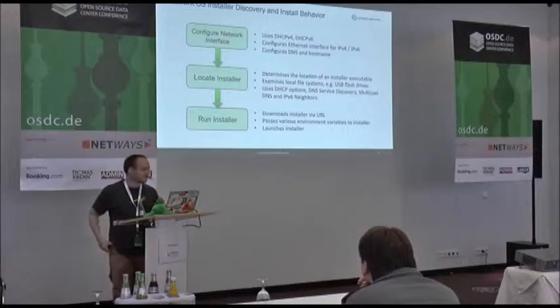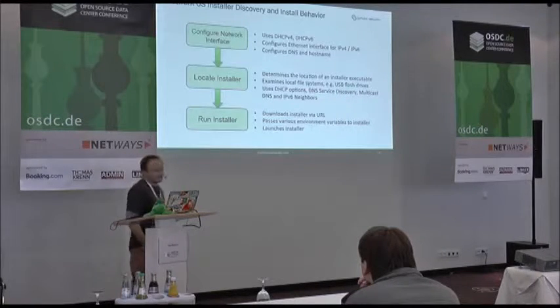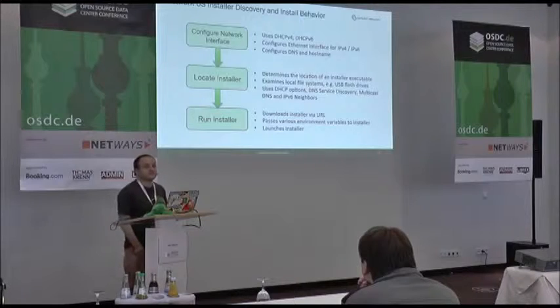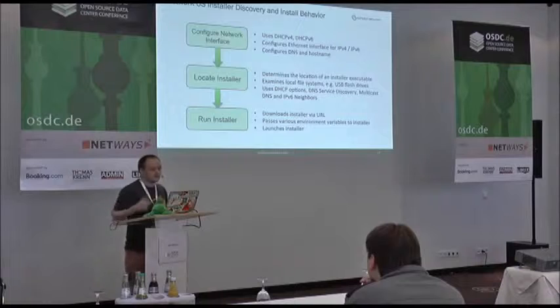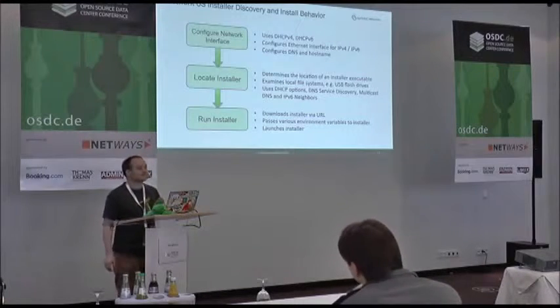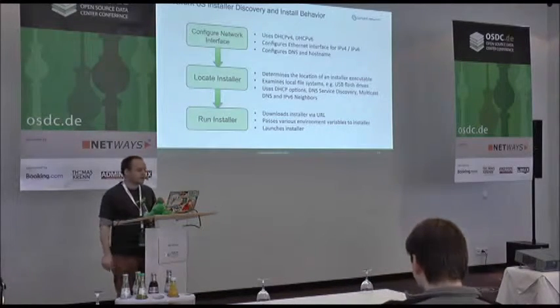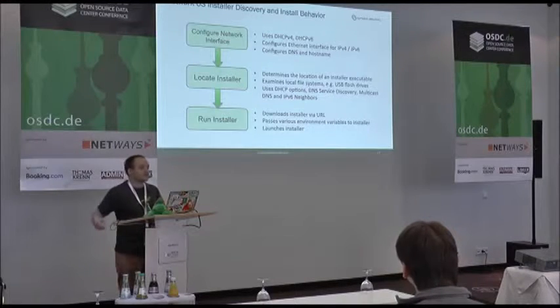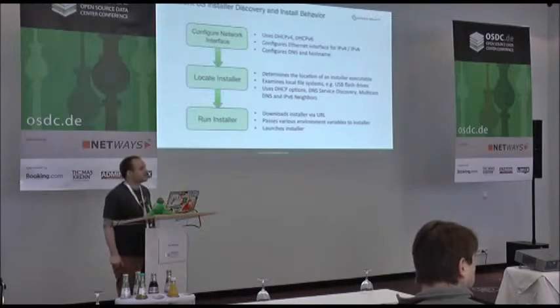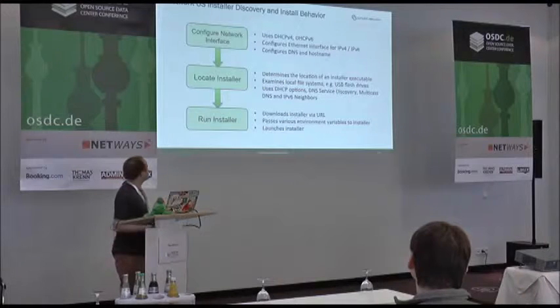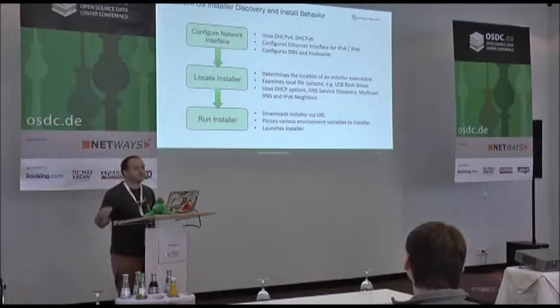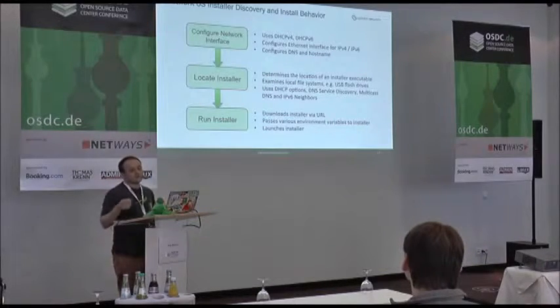So how do we go about doing network discovery and install? We use DHCP, IPv4 and IPv6. We'll configure the network interface. We'll grab DNS server settings, search domain, and host name from DHCP, or you can set them manually. Then we'll try and locate a network installer, and we do that via a variety of means. We'll look on the local file systems. In some cases, some of these switches are now coming with USB front-facing ports, so you might have an OS on a USB stick that you shove in there.